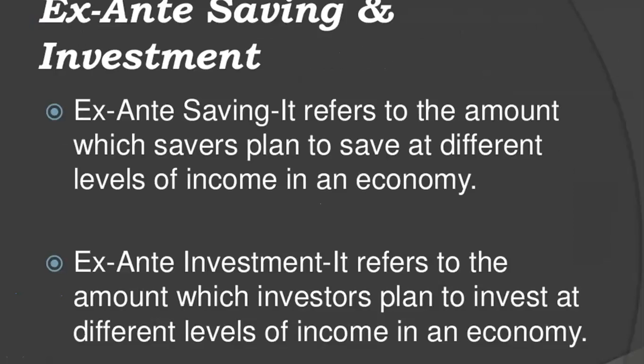Now we will discuss ex ante and ex post saving and investment. What is meant by ex ante saving? Ex ante saving is planned saving. It refers to the amount which savers plan to save at different levels of income in an economy. It is a planned value of the variable, whereas ex post is a different thing. The amount of ex ante or planned saving is given by the saving function, that is, the propensity to save.